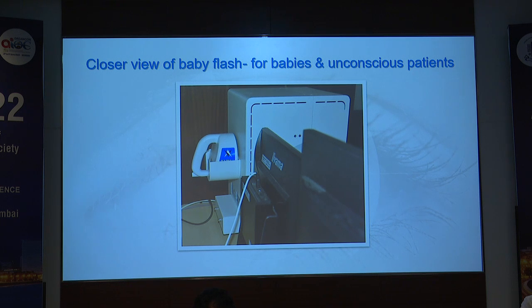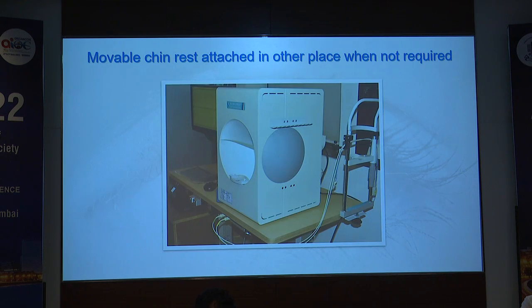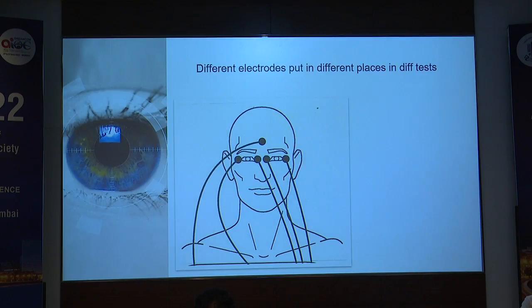Baby flashes are used for babies and unconscious patients. A closer view of the Ganzfeld bowl. When the test is not being done, the movable chin rest is attached to another place where it is not in the way. Now, this is a schematic diagram showing how electrodes are placed.